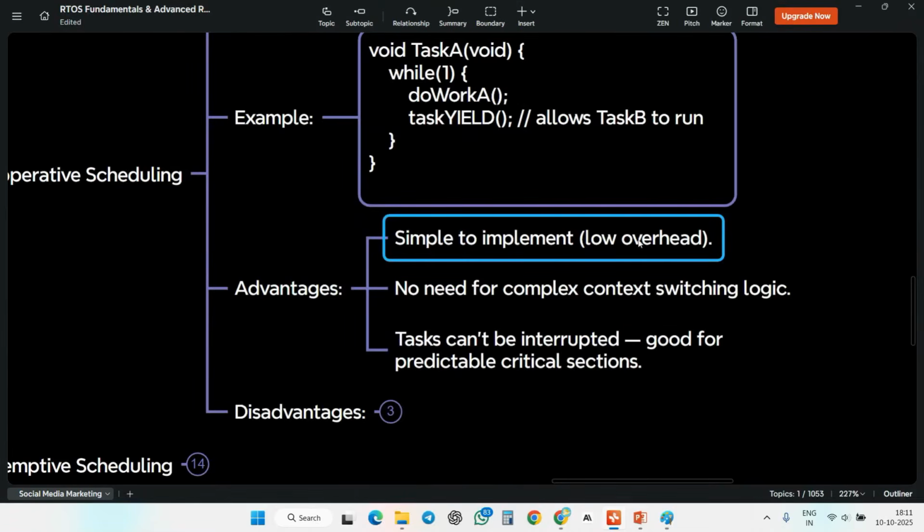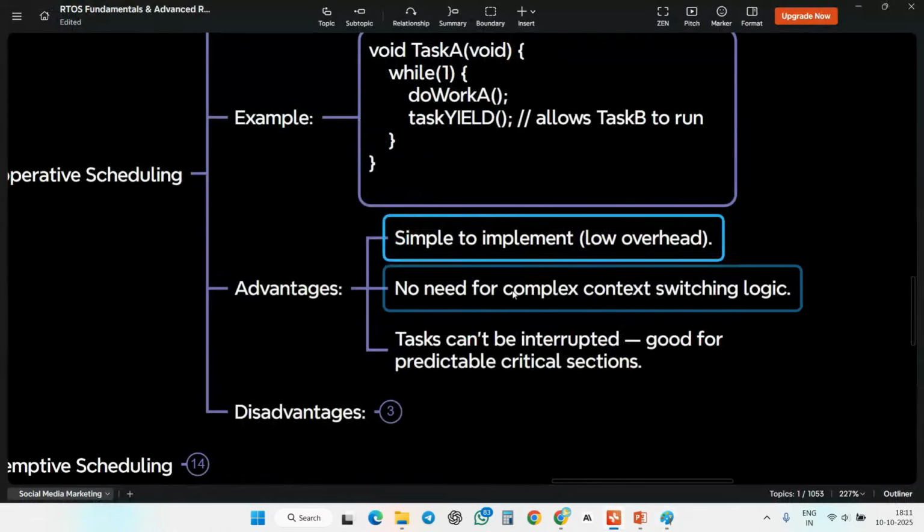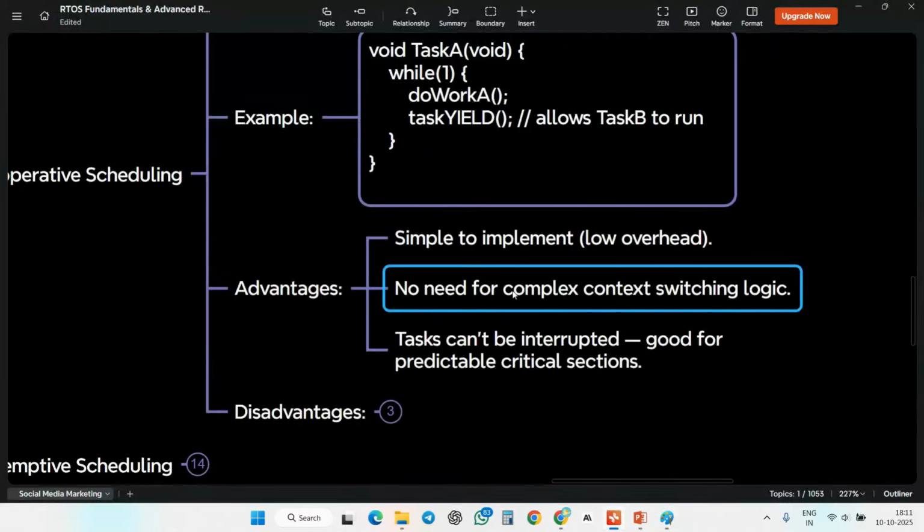Okay, so there is a low overload. That means you're not going to overload the staff, because with this I'm only going to give the 5 tasks. You're going to complete them one after another, so it does not get any overloaded task in it. So it is very simple to implement. No need for complex context switching logic.